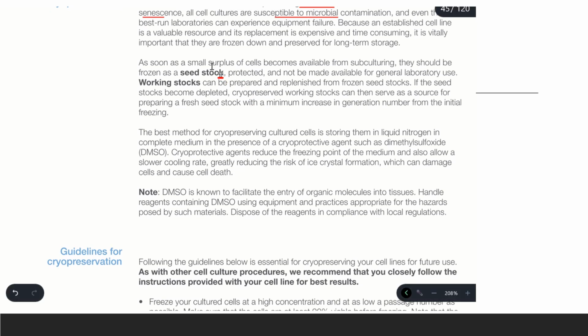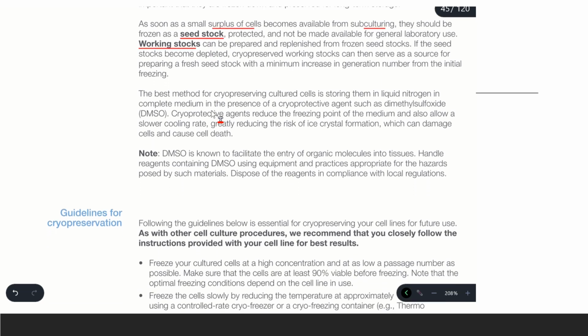As soon as you have a small surplus of cells, you want to make sure that you subculture and freeze it down as a seed stock. For example, the first time that we freeze down, we might have 4 vials. 3 of those we can continue expanding, and those will be our working stocks, but one of those will have a passage number of 2. It'll just be very low passage. So that one we'll keep as our seed stock. This way, when we're finished with our working stocks, we always have the seed stock that we can re-expand.